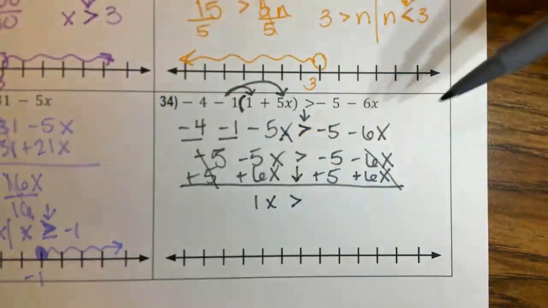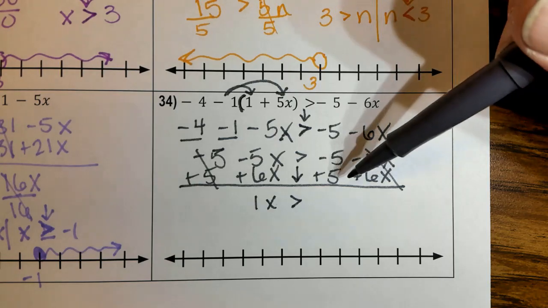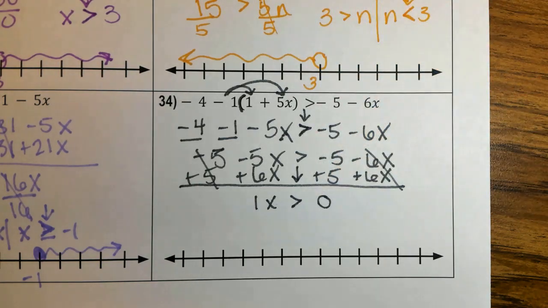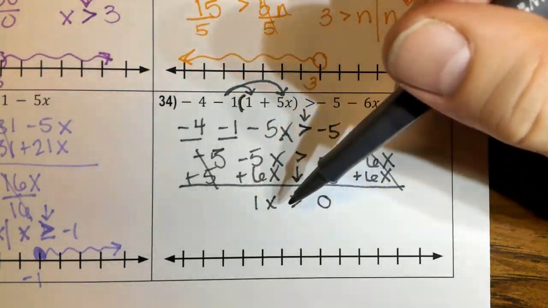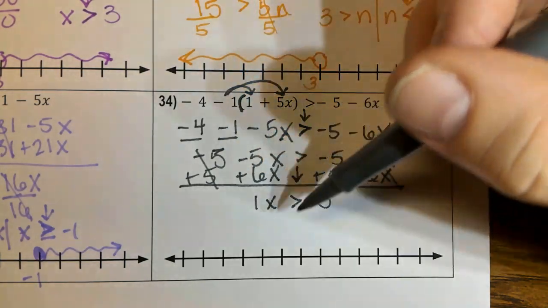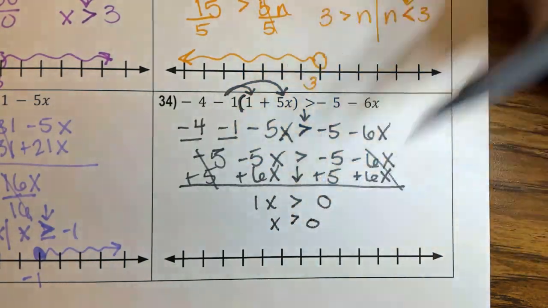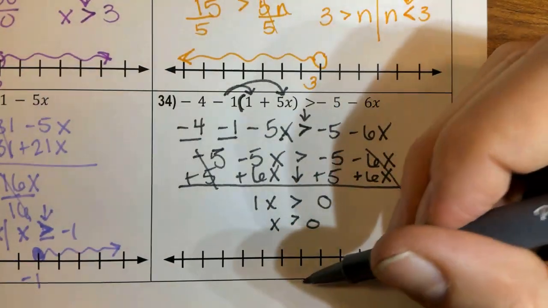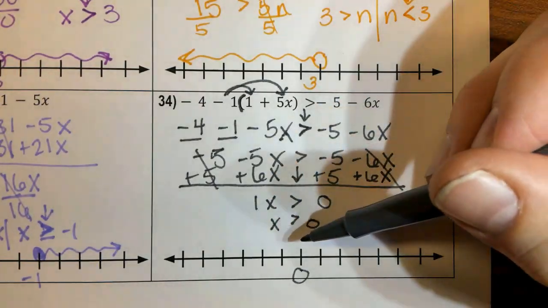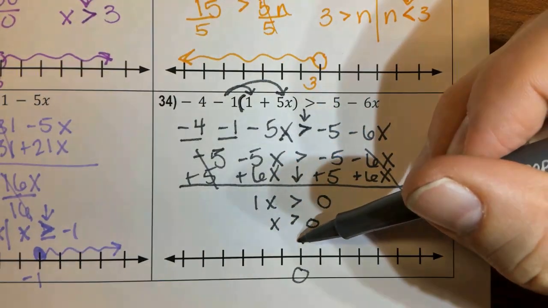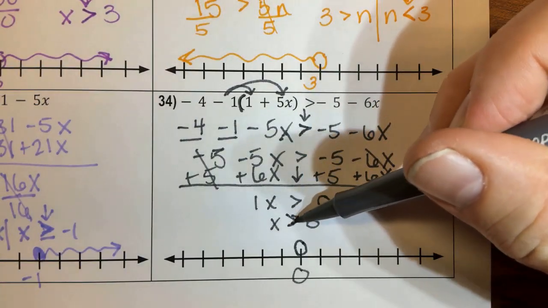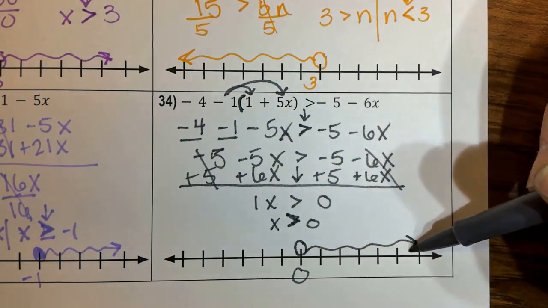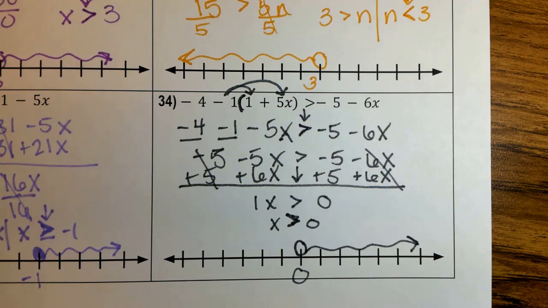My inequality gets brought down. And then 5 minus 5 is simply 0. I can't divide by 1, because even if you did, you just get x greater than 0. Same thing. So I can put my 0 down here. My inequality is not underlined, so it's an open circle. And greater than goes to the right. And I'm done with my whole homework assignment.